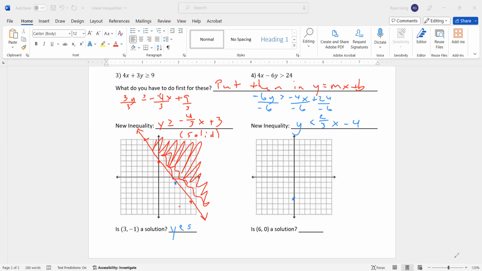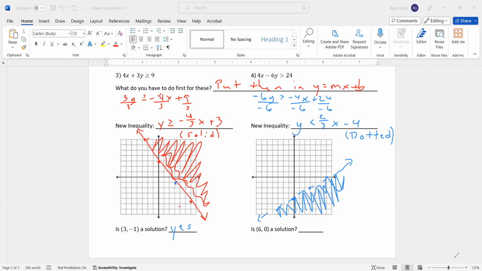So down to 4. Oh, by the way, this is going to be a dotted line. Make note of that. Up 2, right 3. And there's my dotted line. Now, I'm using the transformed equation to determine my shading, and that's less than, so it's below. If I use the original equation, it was greater than, and I would shade above, and I would have all the wrong solutions. Okay, that's why it's very important to get it into slope-intercept form.